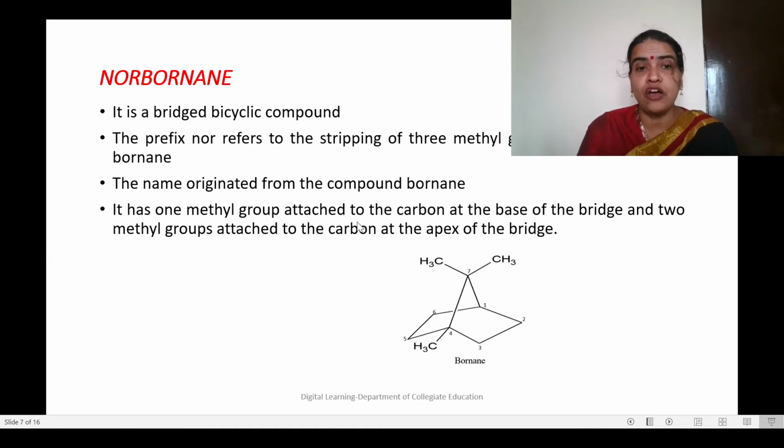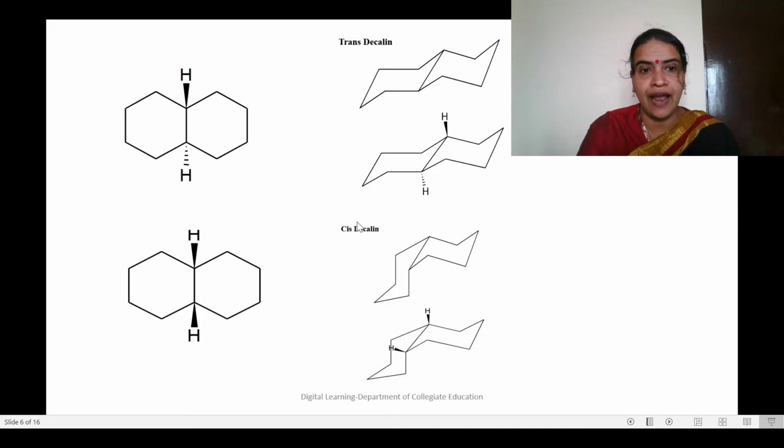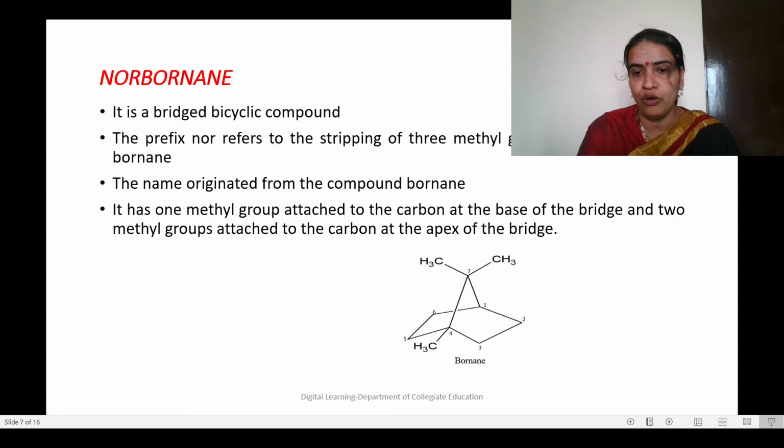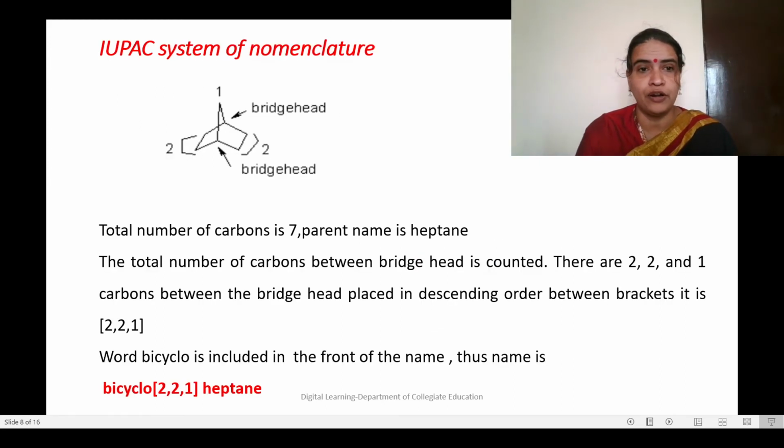So this is norbornane, the plain norbornane. In this norbornane we don't have any methyl group, whereas in bornane, we have the three methyl groups. Now here again, there is no methyl group attached to the apex or the bottom. How do we name this compound in the IUPAC system?